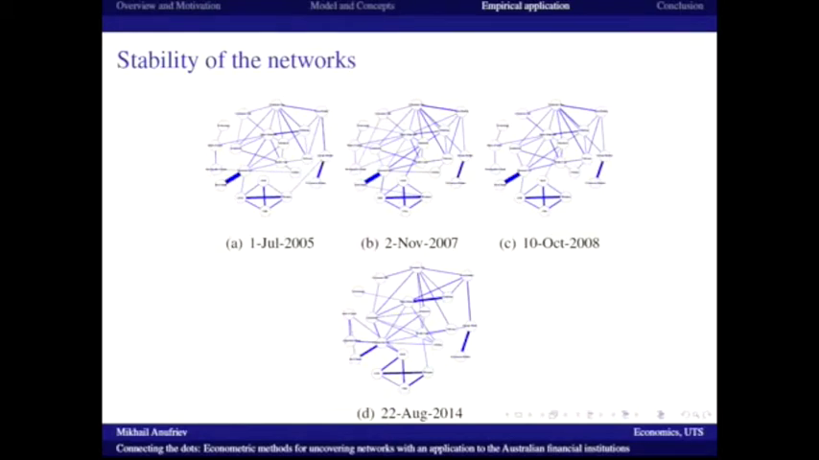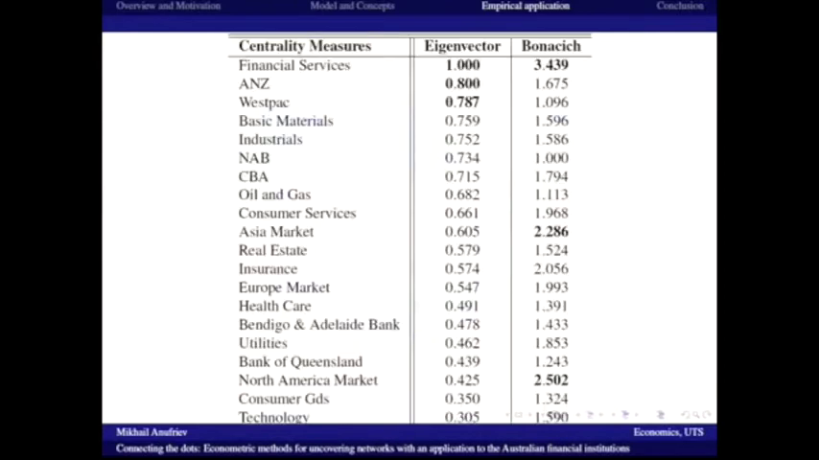Then we checked a little bit the stability of it, and it turned out that this is pretty stable. You probably don't see it from here, but the four banks are always there, so that's good. In terms of centrality measures, we found that eigenvector centrality, if you scale them, is largest for financial services, then ANZ and Westpac, which are two banks in Australia. But Bonacich centrality, for example, is maybe different. It is actually high for the North American and Asian markets, and the financial services as well.